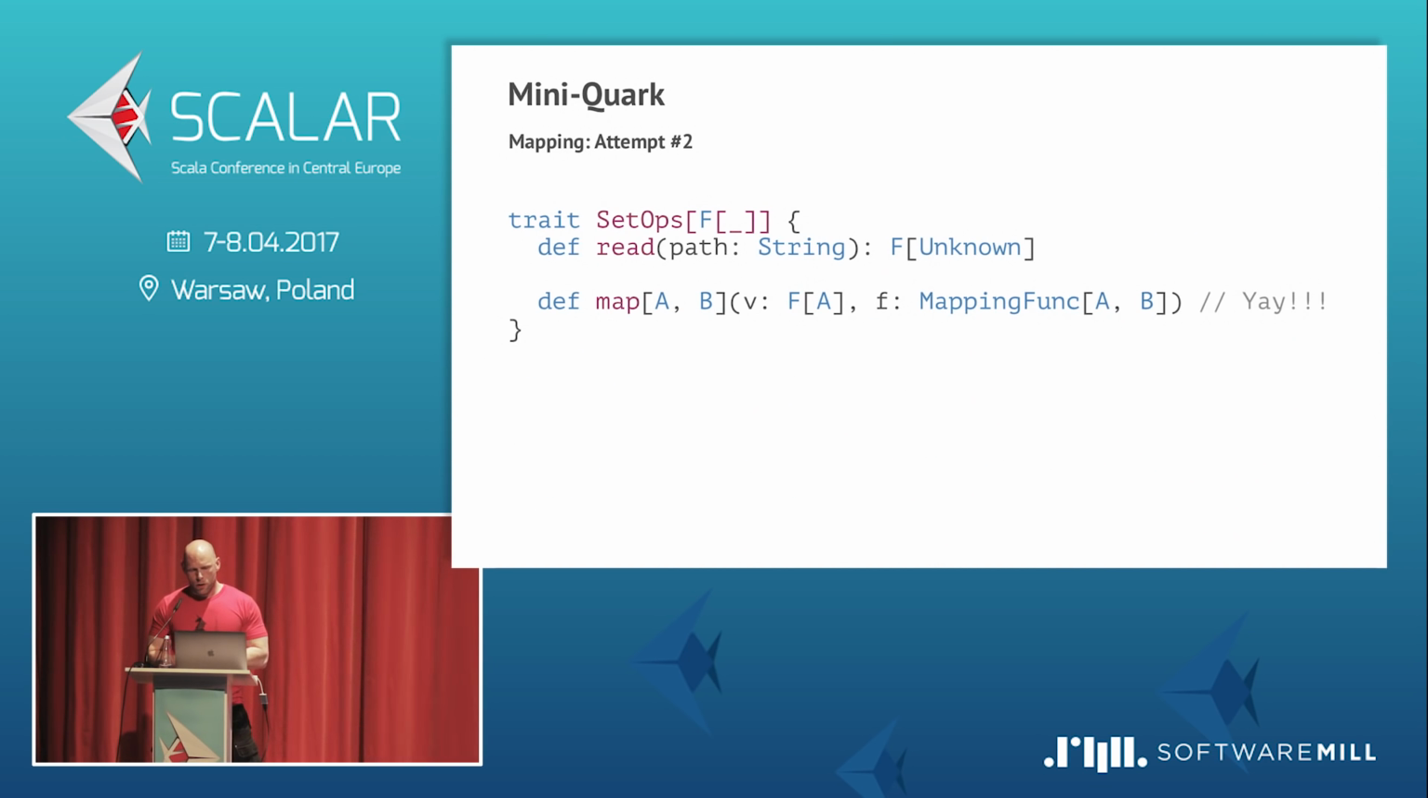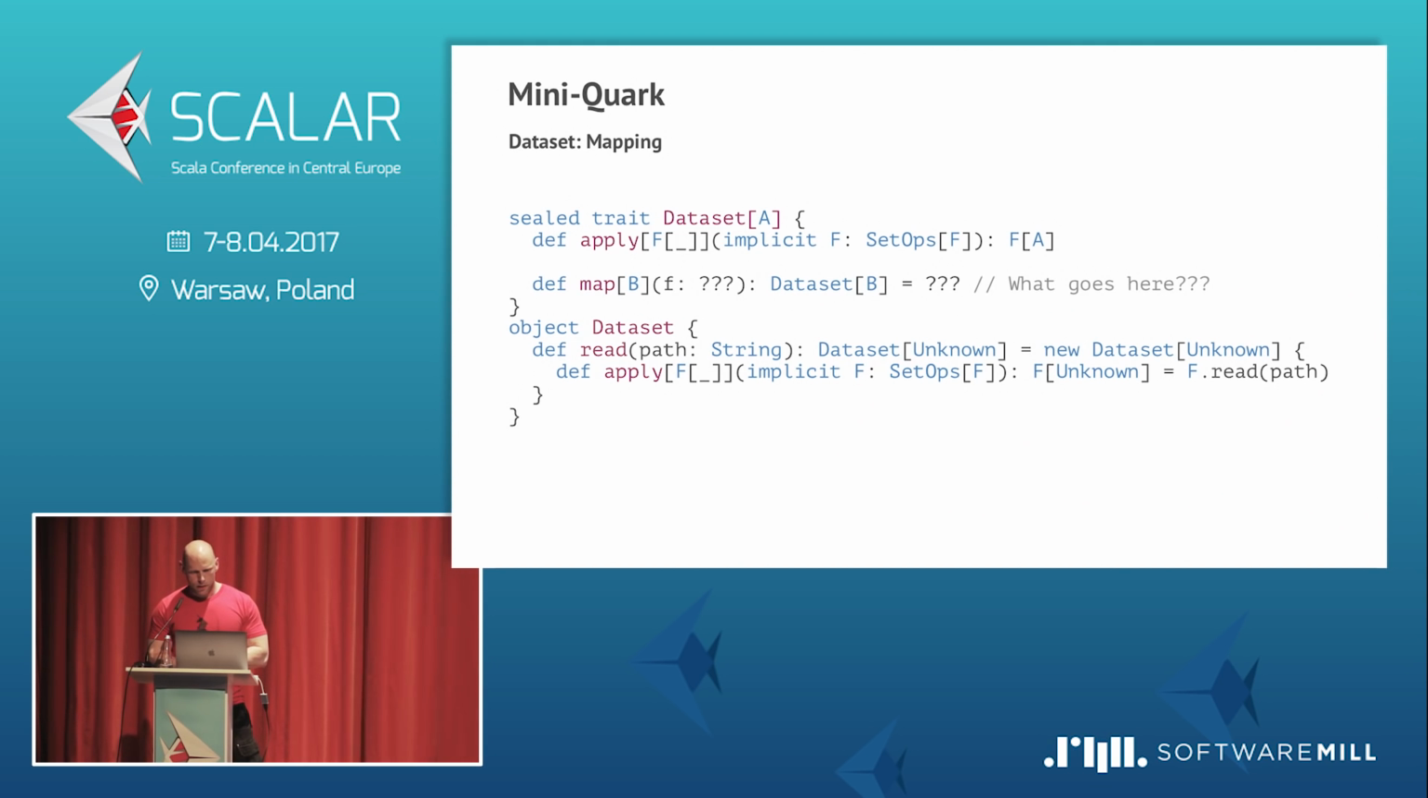All right, so with this notion of a mapping func being a transformation that uses a well-defined set of mapping operations, we can now define map in setops. And we define it like this. So map is simply, given an f of a and a mapping func from a to b, we can return you an f of b.